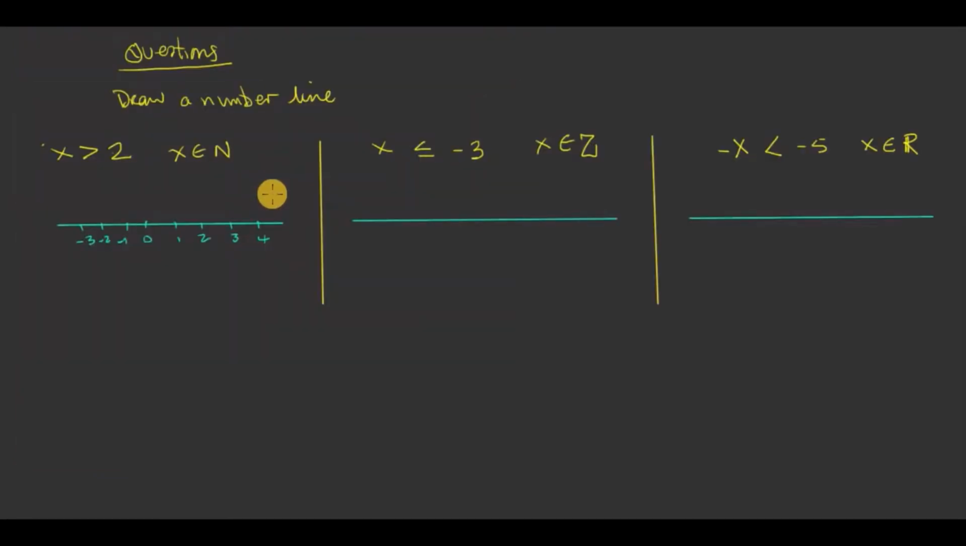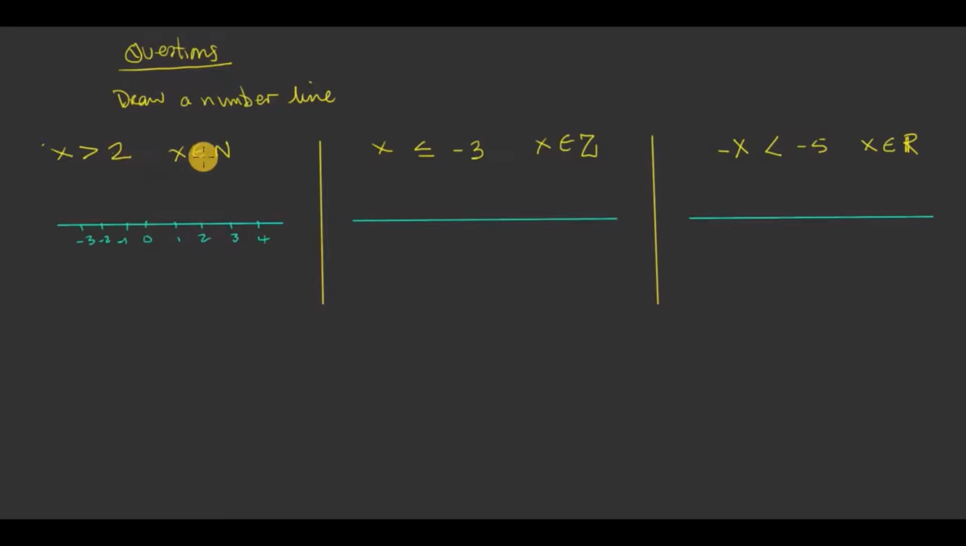Now we'll deal with a couple of types of questions that you've been asked regarding number lines. So you may be asked to draw a number line. So x is greater than 2 and x is an element of the natural numbers. Sometimes you'll be given the number line, they'll draw the number line for you, and all you have to do is fill in the numbers on it.